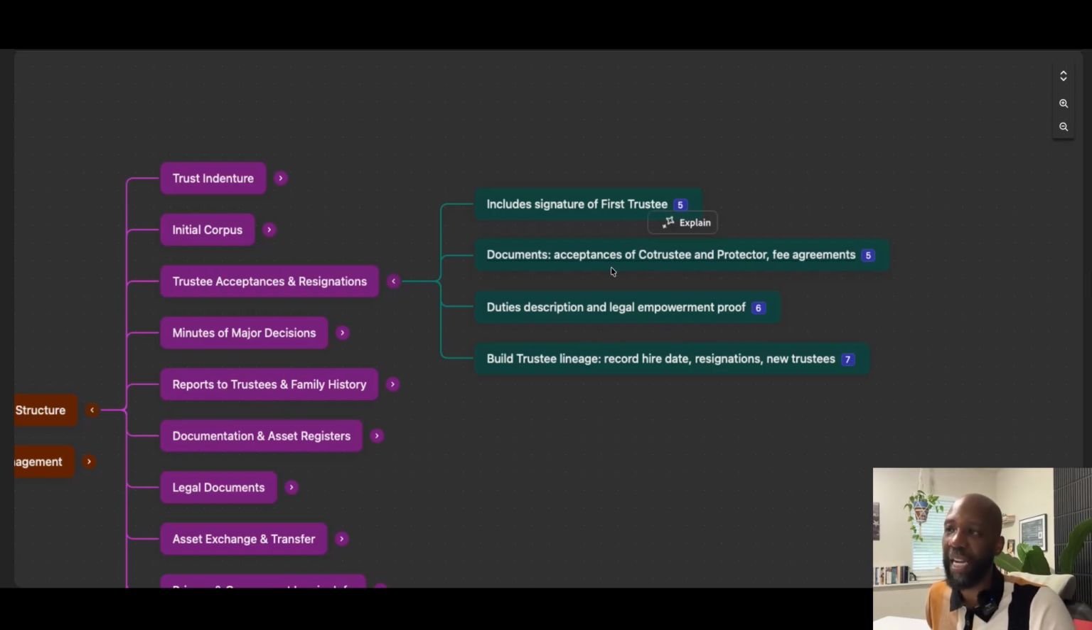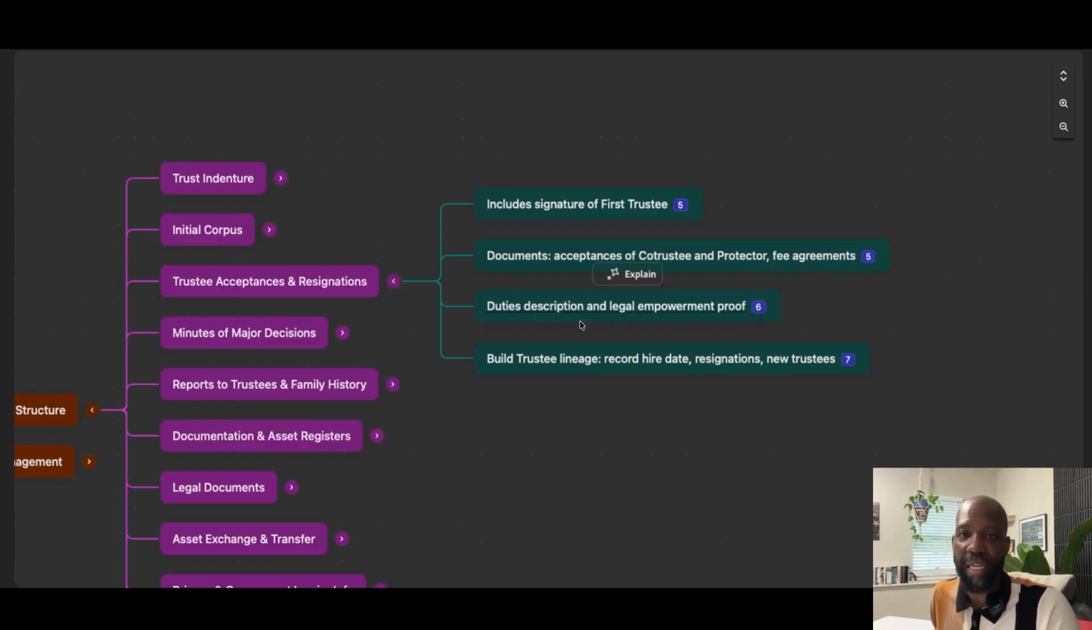We'll get into that. Documents, acceptances of trustee and protector, and the fee agreements. How much are you paying these trustees? How much are you paying the protector? What are the protector's duties? We'll get into it. We're going to do a whole video on the protector, how to choose one, what they can and can't do, all that good stuff. Duties, descriptions, and legal empowerment proof. Self-explanatory.